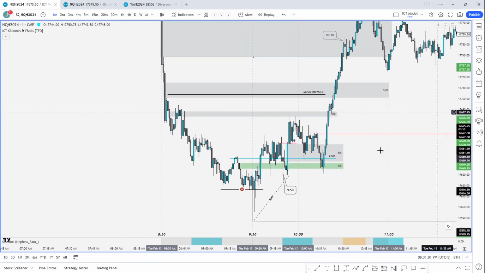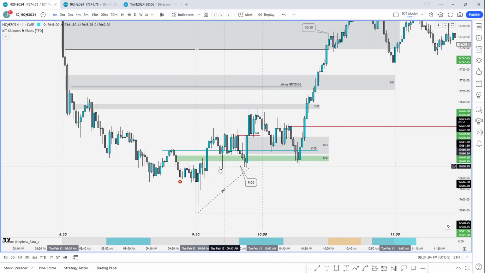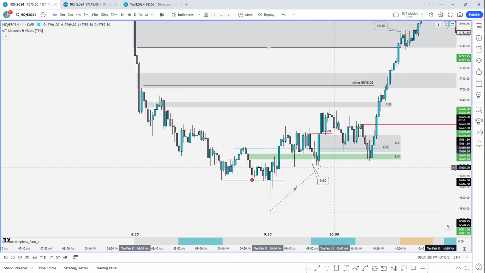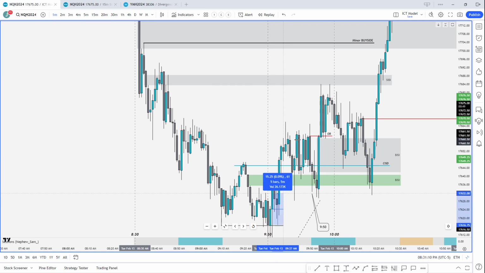Like these runs here are not small runs. From the liquidity hunt to up here, it's 80 points, which is quite large. You probably see something like this, right?